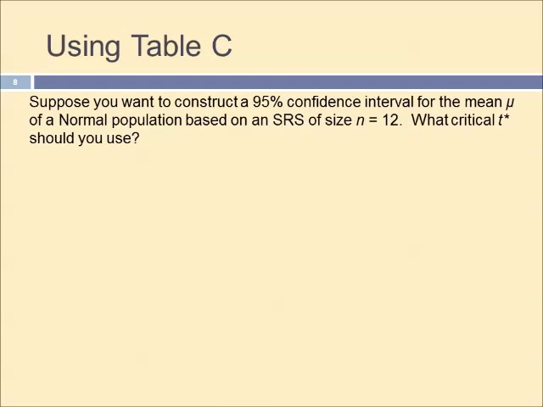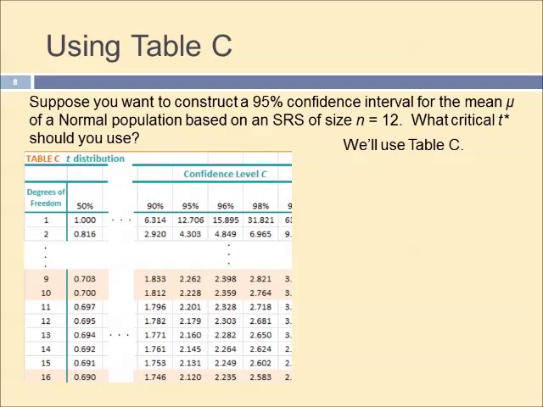So, using Table C, suppose we want to construct a 95% confidence interval for the mean of a normal population based on a simple random sample of size 12. What critical t-value should we use? Remember when we used z-scores to do this, it was fairly simple. For the 95% confidence interval, the z-star was 1.96. Here things change a little bit. So we take a look at Table C.